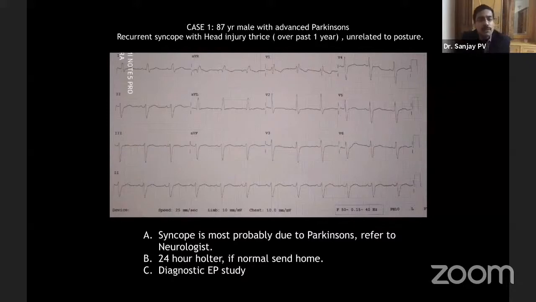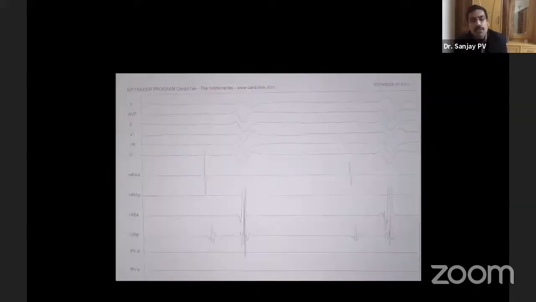And Holter, we wouldn't do in this patient, because it would probably be normal anyway, because his symptoms are so infrequent, and we would send him home. So how does a diagnostic EP study help us?